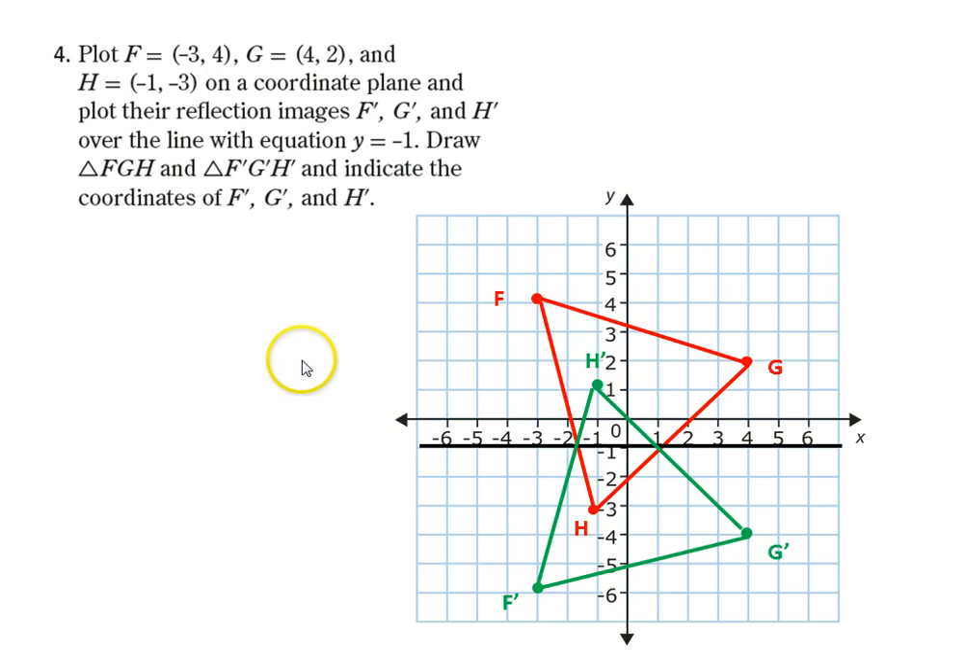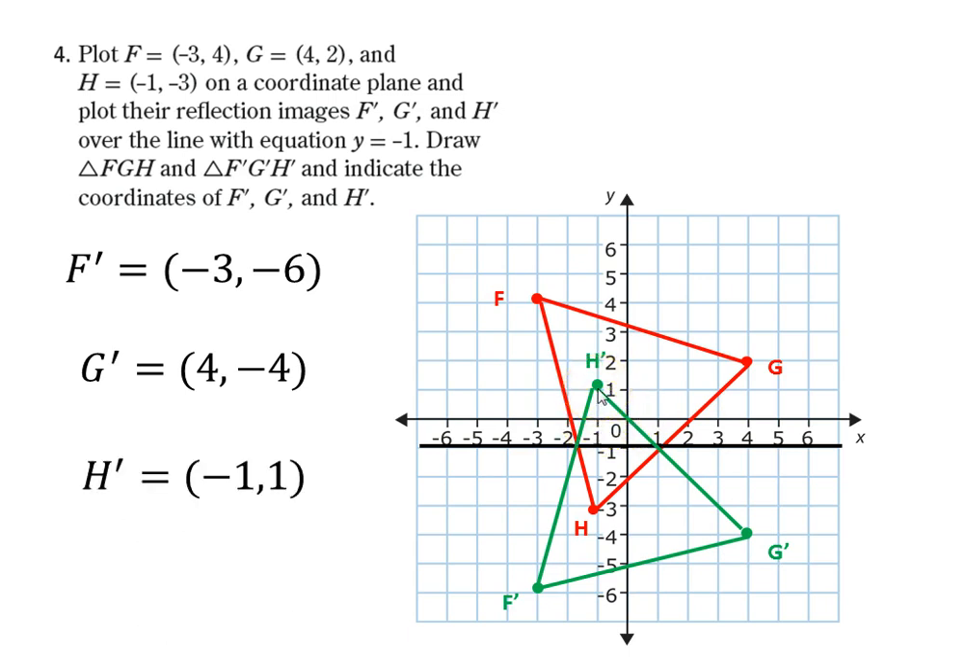And now we're asked, what are the coordinates of these points? F prime is (-3, -6). G prime is (4, -4). And H prime is (-1, 1). And that's after reflecting it over the line y = -1. So what are the coordinates? Here they are, right here.